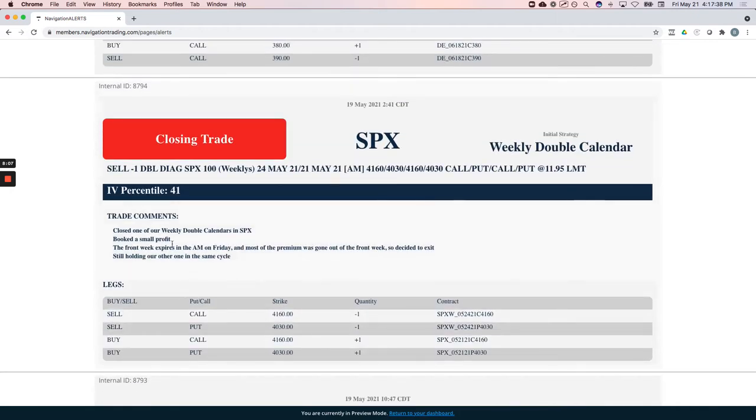SPX weekly double calendar. We had two of these on, and we got down to 1 day to expiration. I mentioned here in the comments, most of the premium was gone out of the front week. What I mean by that is, when you are doing a double calendar, you're essentially selling a strangle in the front week and you're buying a strangle in the back week. And so that theta decay comes from that premium that you sell in the front week, and almost all the premium was gone. So we just decided to exit. We booked a small profit on this trade and closed it out.